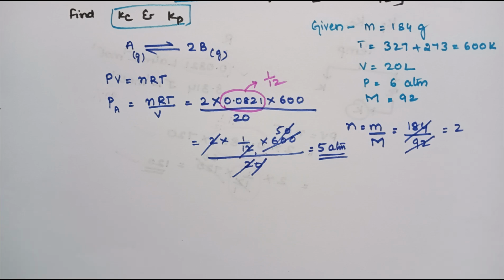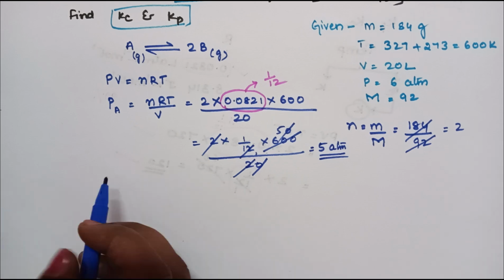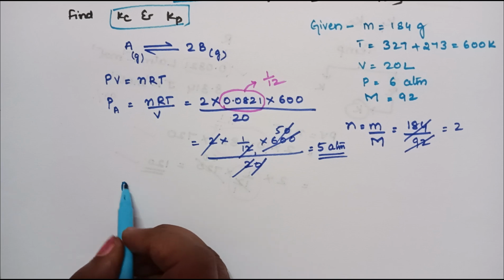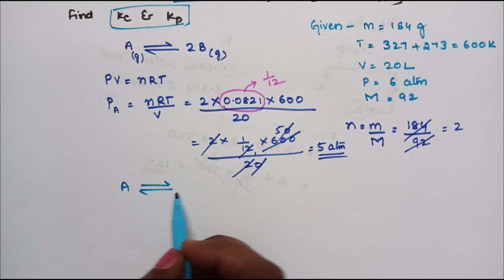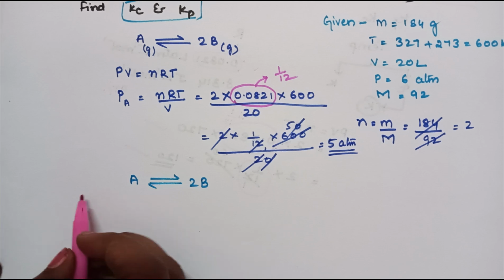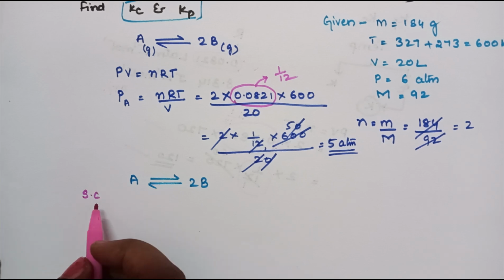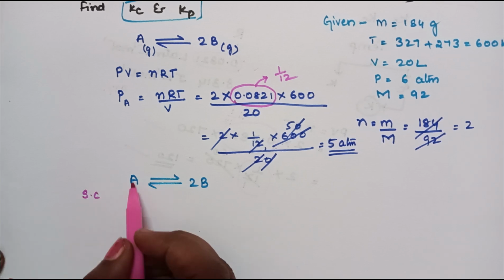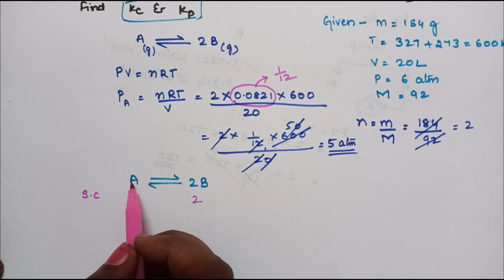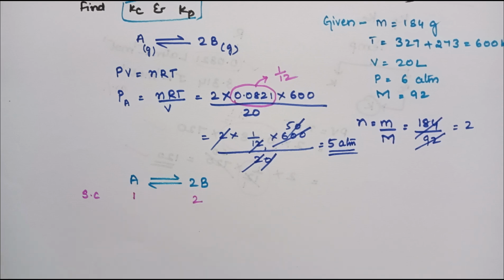So now we got the pressure of A. Now I'll write once again the equation, that is A giving 2B. This is the equation. Now what you have to do is write the stoichiometric coefficients. The stoichiometric coefficient of A is 1, B is 2. You have to write the numerical coefficient. This is 2, and for A, if there is no number, it means you have to write it as 1.